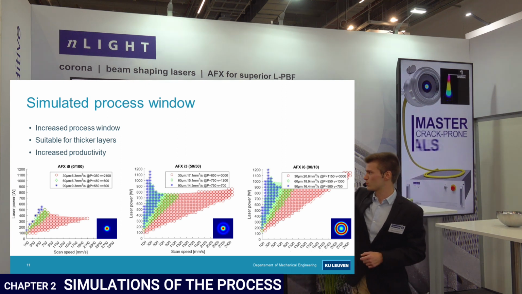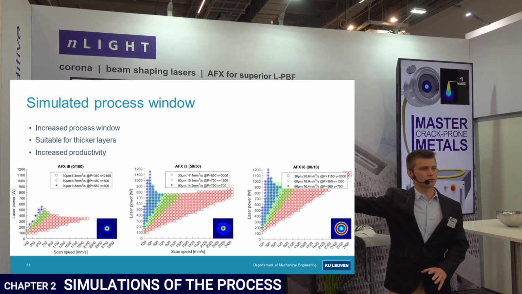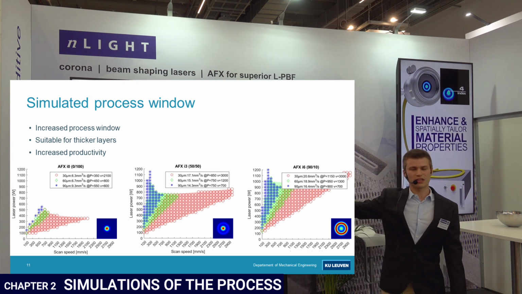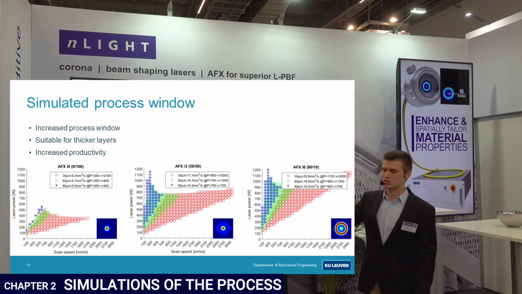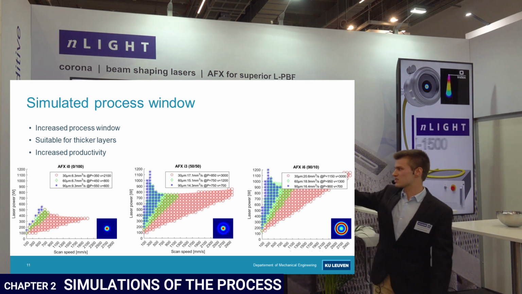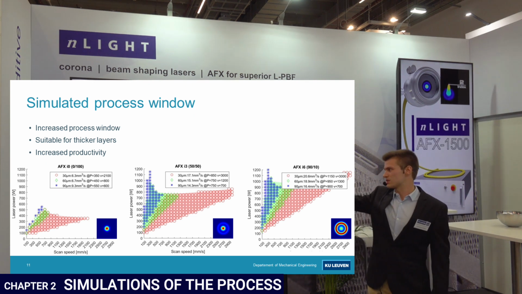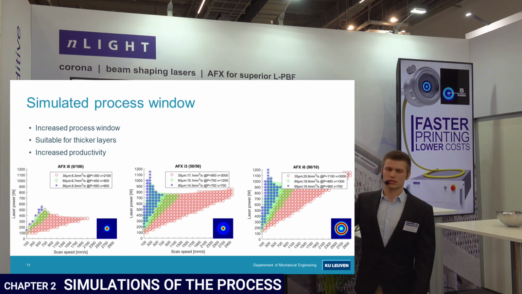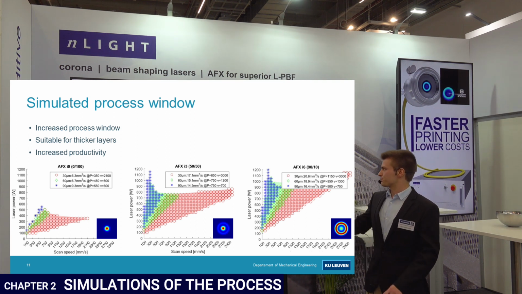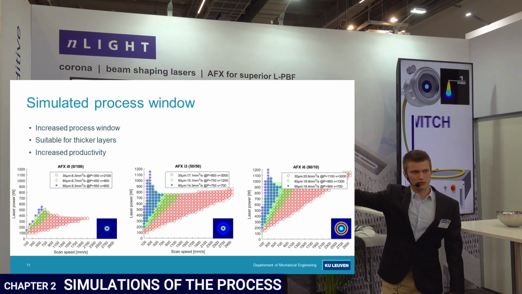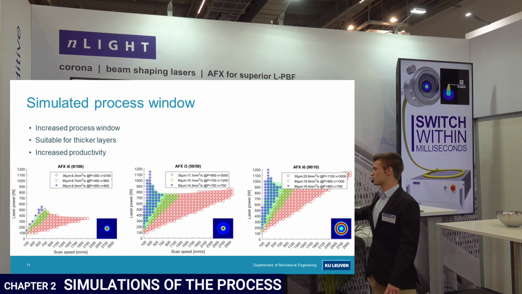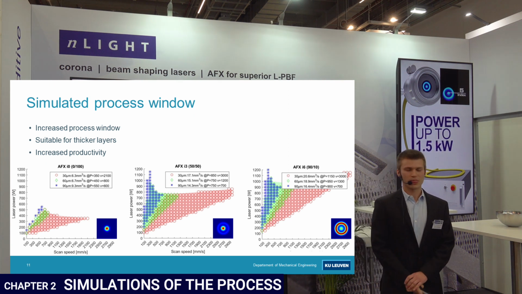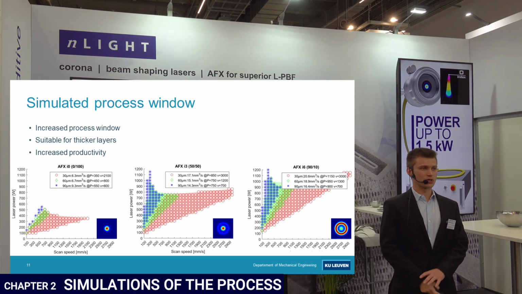I'll start on the left with the one for the standard Gaussian index. The red process window is for 30 micron layer thickness, green is for 60, and blue is for a 90 micron layer thickness. And this is quite normal, what you're used to seeing. So it's limited by minimal depth, maximal keyhole, and stability criterion. What's interesting is now, if we do the same for the different intensity profiles, for example, here on the right, you see the full ring mode, we see a significantly increased process window.